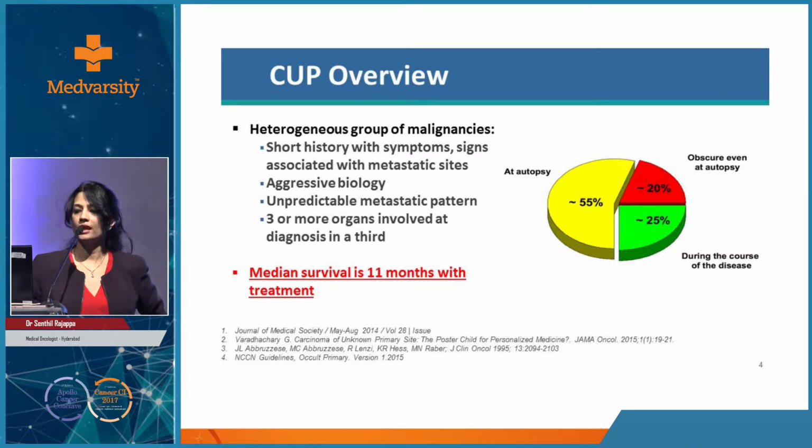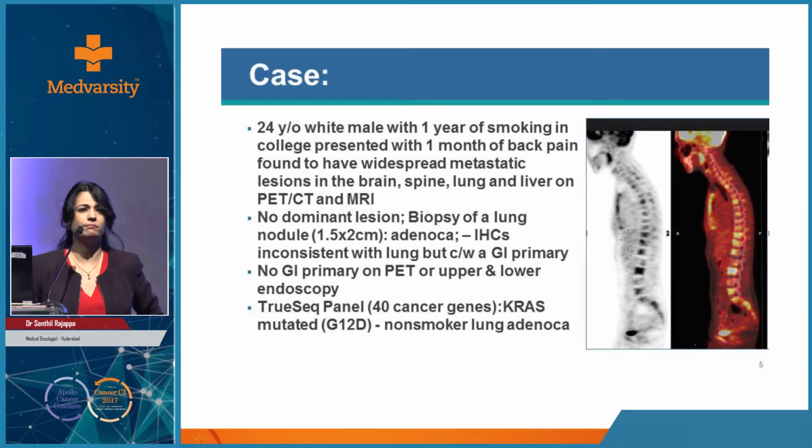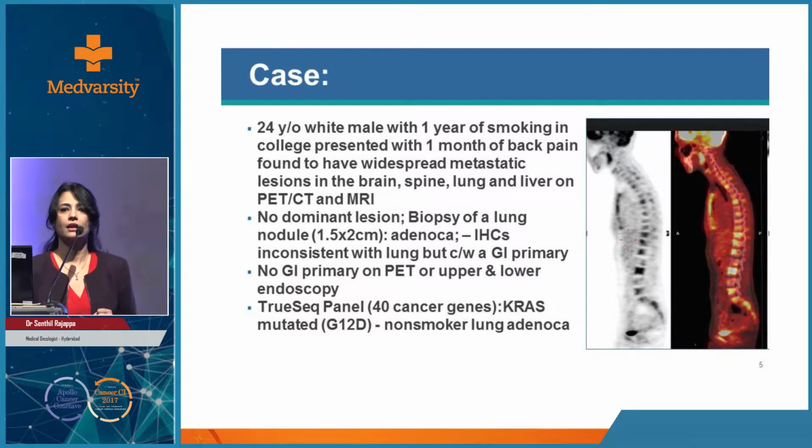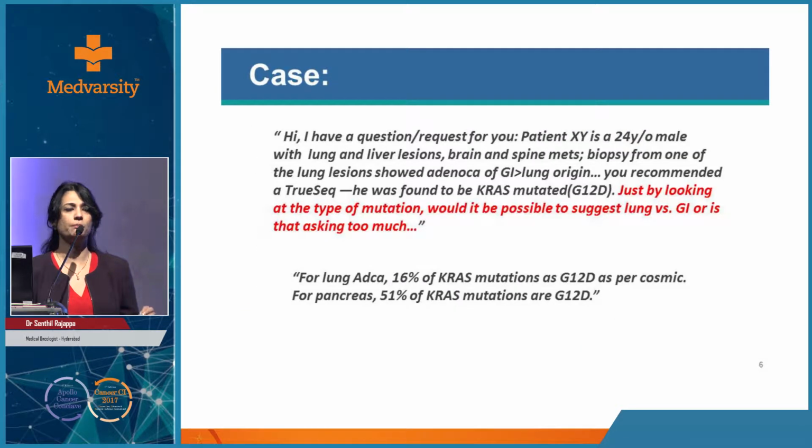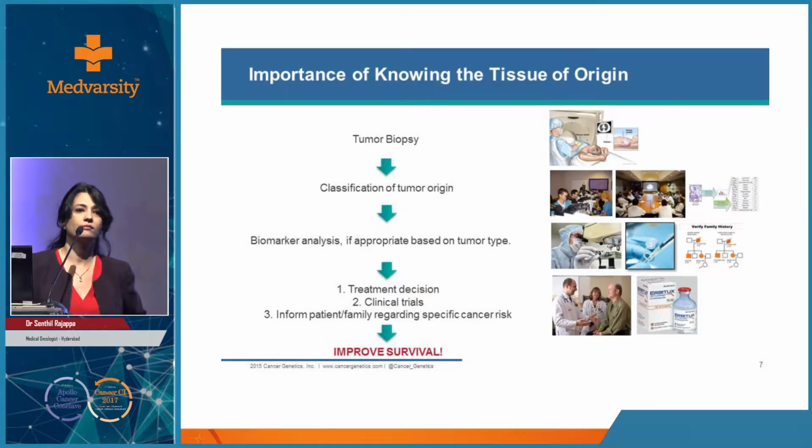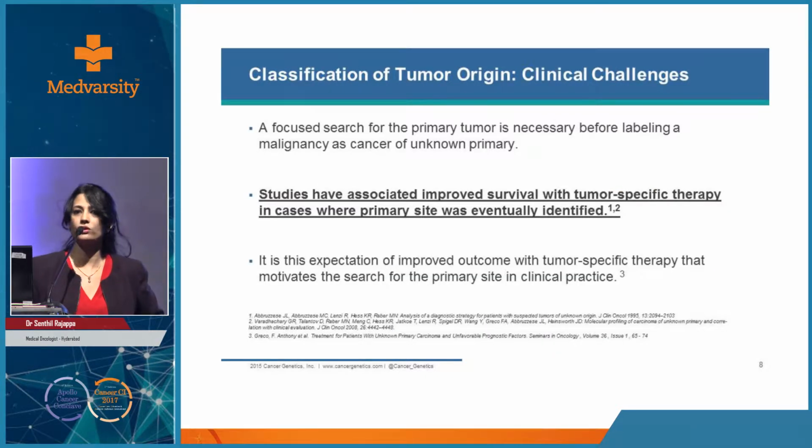Mostly, the history is of metastatic presentation, aggressive disease, unpredictable metastatic pattern. Patients will present with weird metastatic sites, several sites of presentation, and a median survival with the best possible treatment historically of 11 months. When you look at the pie chart, you can see how 55% of these patients are finally diagnosed at autopsy. 20% will never be diagnosed, will never be given the name of a primary, and 25% only are diagnosed in the course of disease.